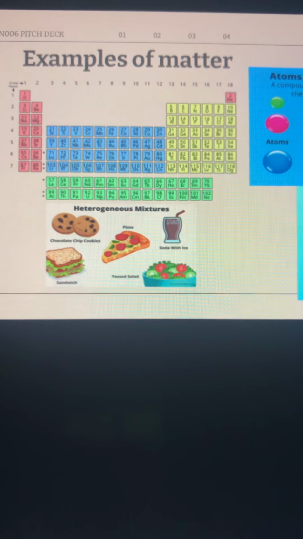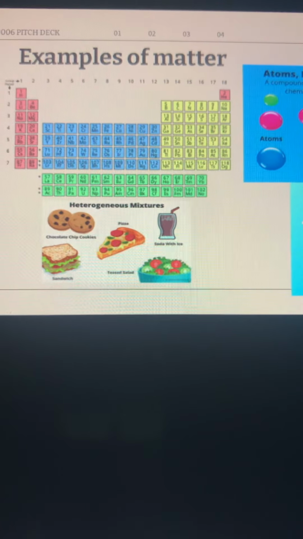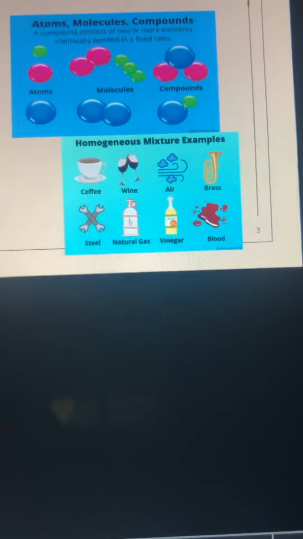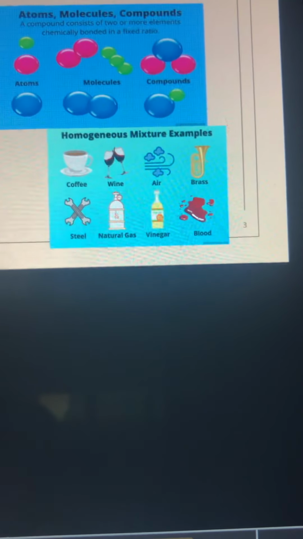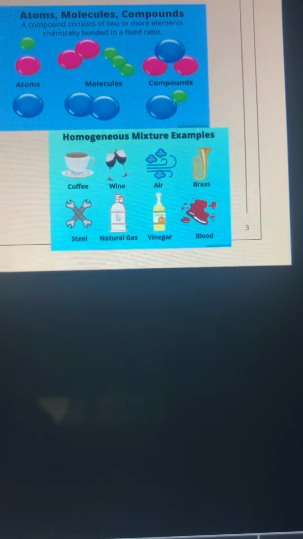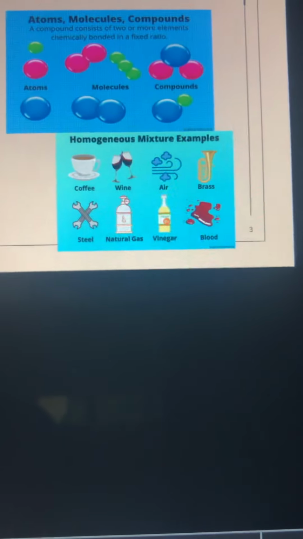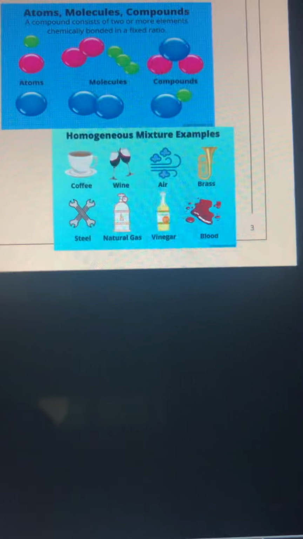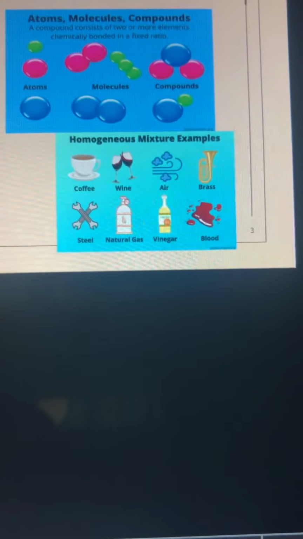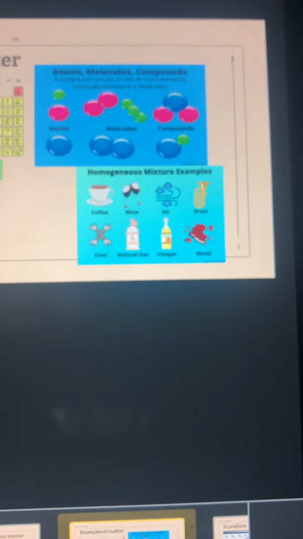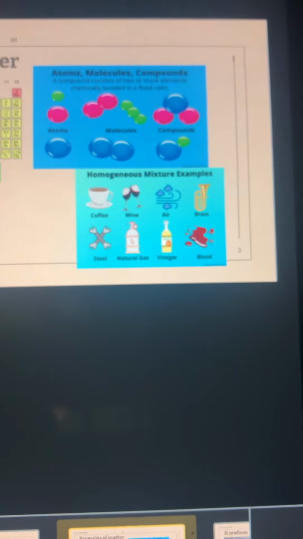So cookies, you'd have the dough and the chocolate chips, you can take those apart. Pizza, you have the different ingredients, you can take those apart and have them not be mixed at all. Whereas homogeneous mixtures, they are the same things mixed together. So brass is all brass, blood is all blood, natural gases, coffee is just coffee, wine is just wine, well, fermented grapes. And air, technically air is a mix of oxygen and nitrogen, but just for example's sake, air.